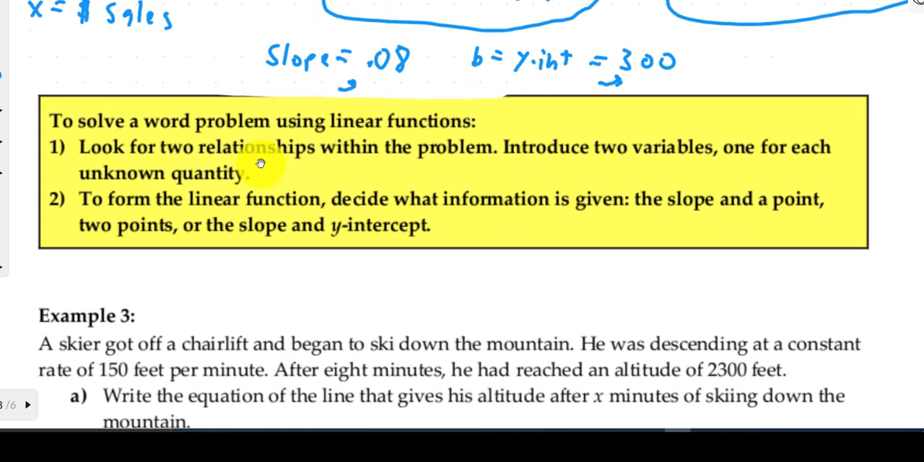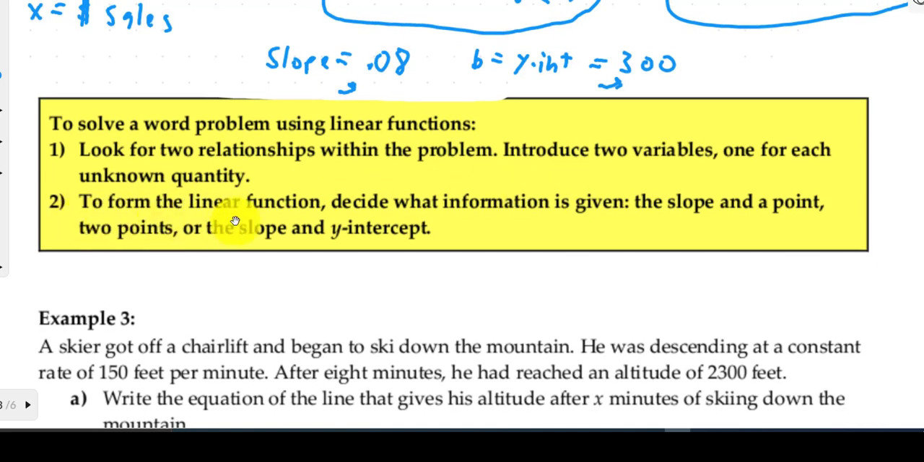Below this problem is a nice word box, right? It says to solve a word problem using linear functions, look for two relationships within the problem, introduce two variables, one for each unknown quantity. To form the linear function, decide what information is given. And really, this is the key: find the slope and find the y-intercept.